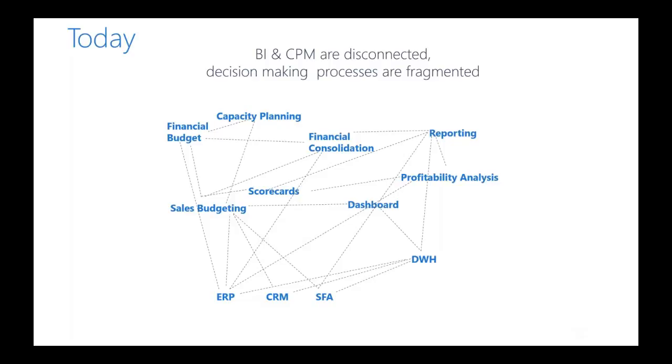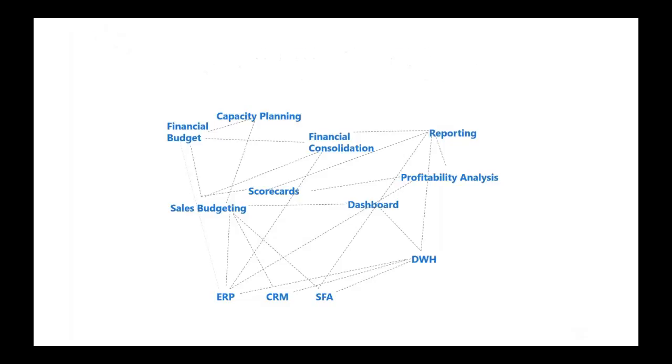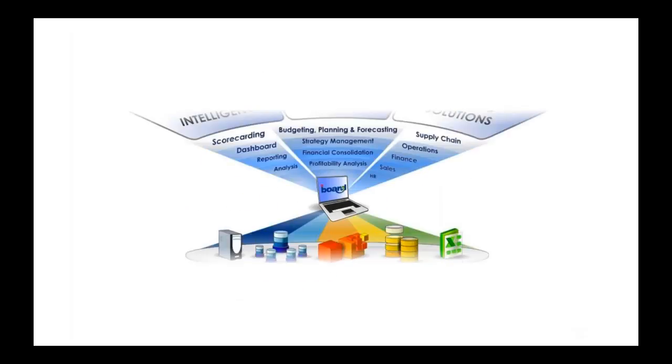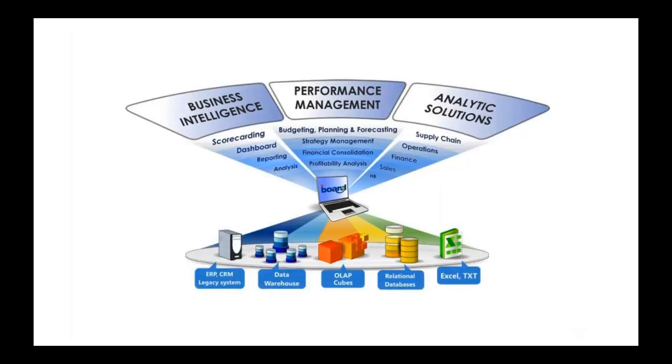With Board, it takes all of these disconnected processes and it pulls them together into one application. So Board can connect to your financial system, which is your ERP system, your customer relationship management system, your CRM, any legacy systems you might have. Board can connect to data warehouses, so if you have any operational databases, even flat files Board can connect to. And it can pull all this data into the application.